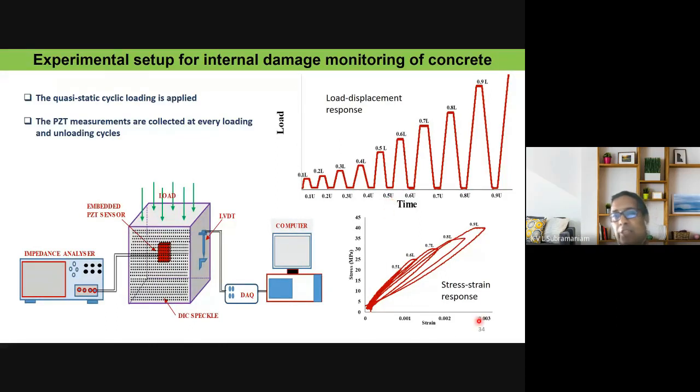So this is what the loading response looks like, and you can see progressively there's a change in the stiffness. So this is the initial stiffness, and as I continue loading, you see that the secant stiffness continues to decrease, and secant stiffness decreasing means that there is damage accumulating in the material.